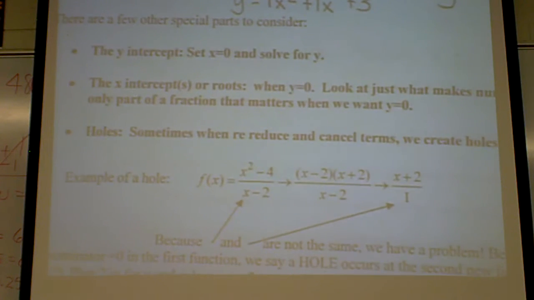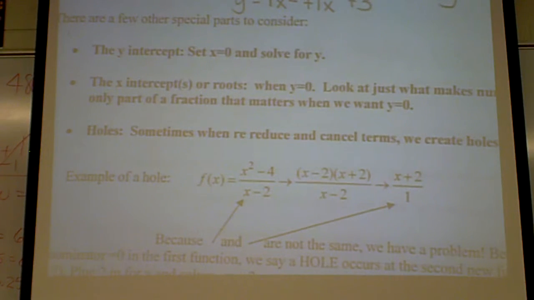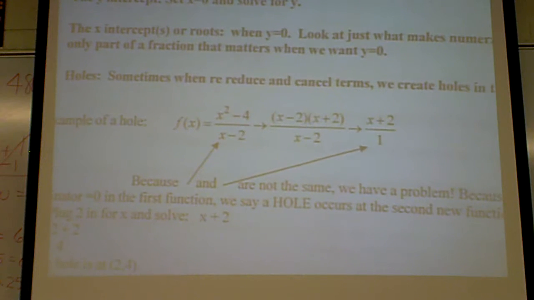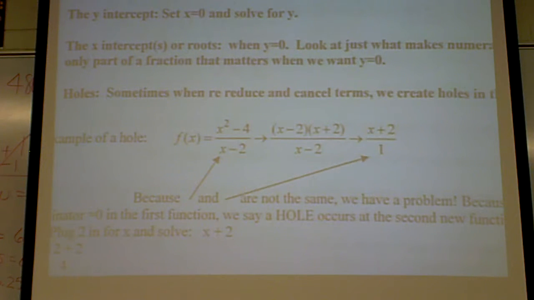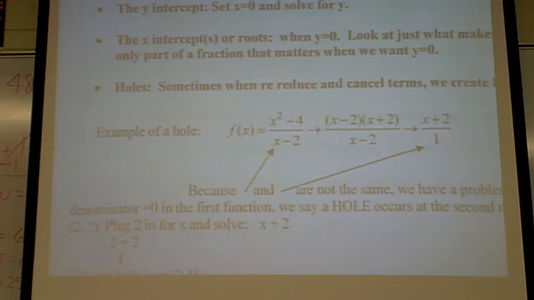Alright, so look at these. There are a few other special parts to consider. The y-intercept. When you want to find the y-intercept, you need to set x equal to 0 and then solve for y. That will give you your y-intercept. The x-intercepts, or the roots, are when y is equal to 0. To find those, you set y equal to 0 and solve for your x's. So you look at what makes the numerator equal to 0. This is the only part of the fraction that matters when you want y equal to 0.